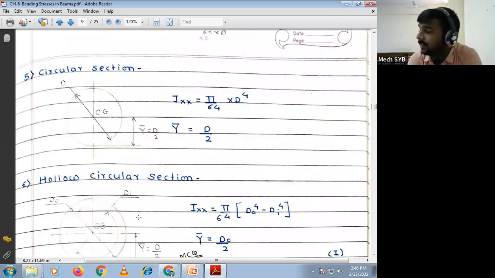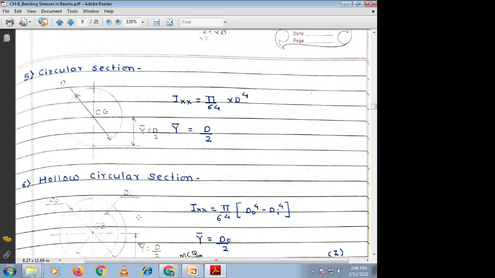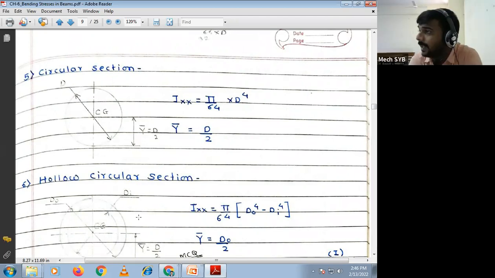Circular section means it is circular in section, it is having some diameter, an outside diameter. If it is solid in section then that diameter is represented by capital D. If your circular section is solid in cross section, it is having only one diameter, that is capital D. And this circular section is also symmetrical about x axis.